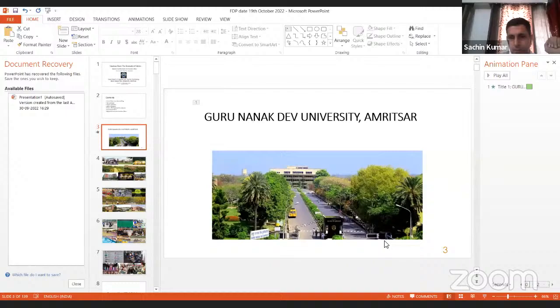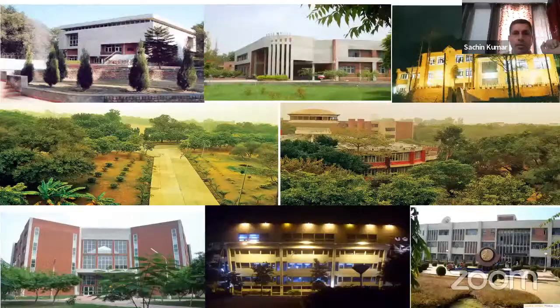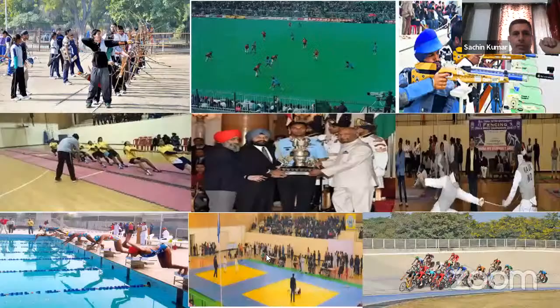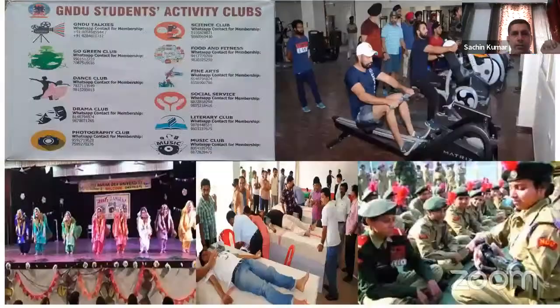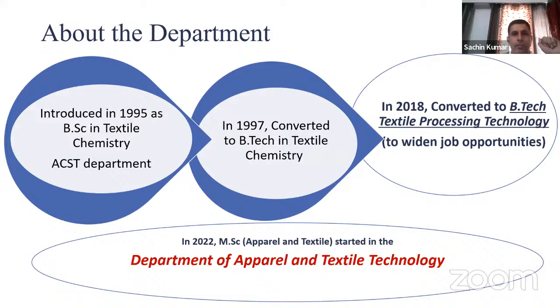So first of all, this is my university, Guru Nanak Dev University. And these are some of the pictures of the university. Asia House, Khalsa Heritage, Dalhousie Guest House, then Botanical Garden, Lecture Hall, Main Library, and Maharaja Ranjit Singh Bhavan. Then these are some other pictures of Gurdwara Sahib, boys and girls hostels. Then these are the sports activities in the university. Then sports, cultural, and other student activities carried out by different clubs. Then about my department. My department started as Applied Chemical Sciences.